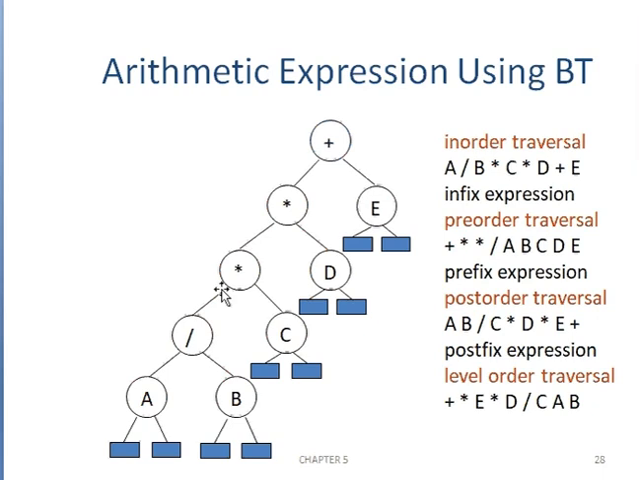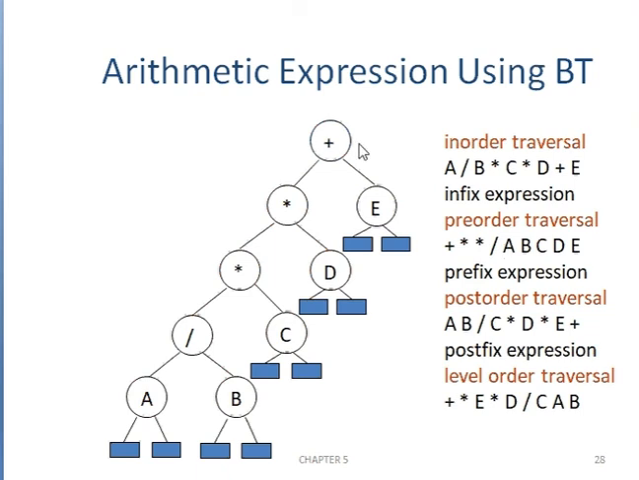Then again go to the previous level, so there it is star. Then again its right subtree value, so it is D. Then again move back to the main node, plus, then finally its value, so E you have. So inorder expression is written in this form. Level order is simple. So plus we write first, star E second, then we have star D third, fourth level slash C, last level A B. This is very easy to understand.